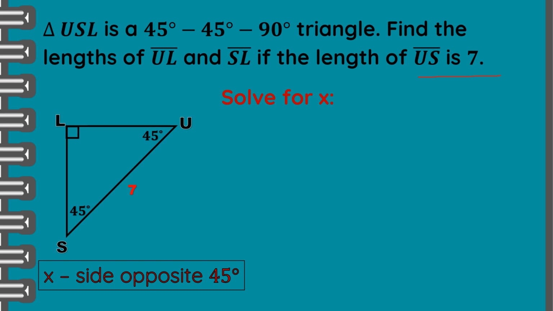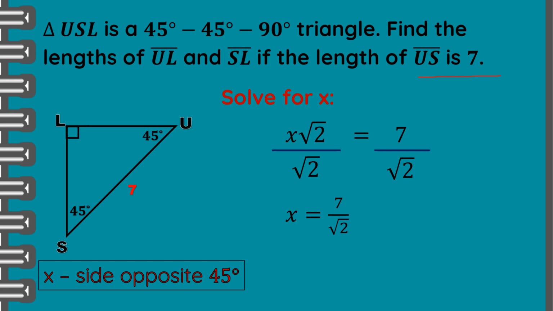we then have x square root of 2 is equal to the hypotenuse, which is 7. In order for us to find the value of x, we need to divide both sides of the equation by square root of 2. So x square root of 2 divided by square root of 2 is x, and 7 over square root of 2 is still 7 over square root of 2.